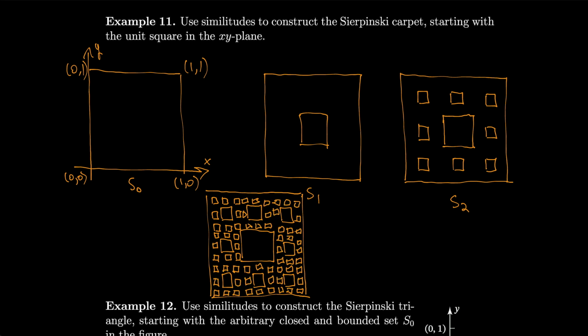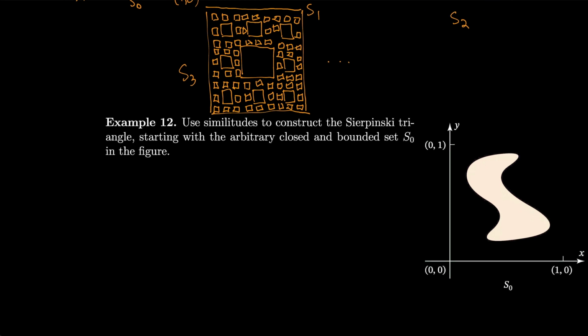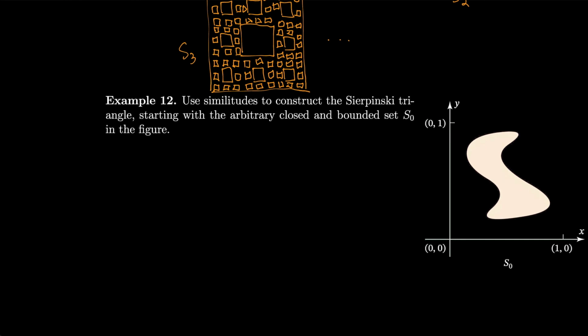Okay, so it didn't come out as good as yours will, I'm sure, but that's the general idea, and then it just keeps on going like that, and you get the Sierpinski carpet. Let's use similitudes to construct the Sierpinski triangle, starting with the arbitrary closed and bounded set S0 in the figure. There's nothing special about the square. You can actually make these shapes out of any starting shape is the idea. So this we'll call S0 for my 0th iteration, and then for S1, let's see if I can draw these S's.